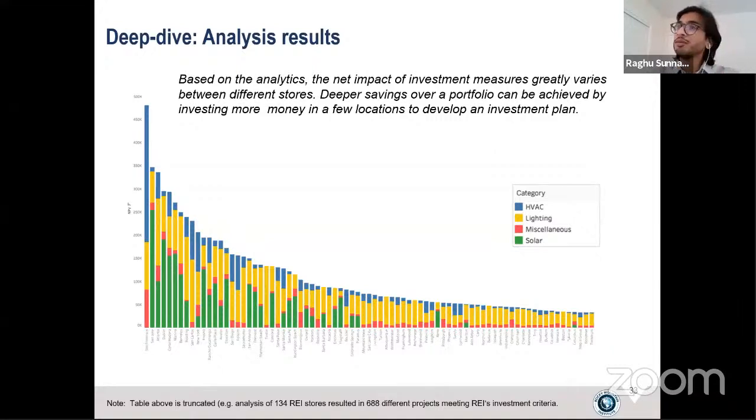And this is basically visualizing that whole table that we were looking at. As you can see, the net investment strategies greatly vary between locations. In this particular graph, each bar that you're seeing is a different location for the portfolio, and it shows how much impact the different categories of investments would have, the net impact of each category in different locations. As you can see, it greatly varies from one store to another.